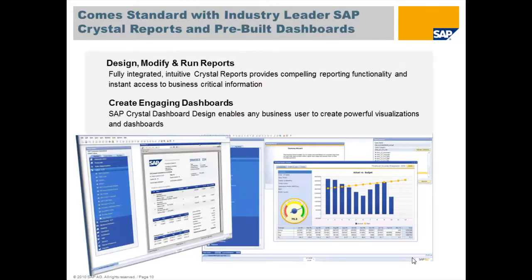So one of the things which differentiates the SAP Business One starter package is the level of interactive information that we provide. So we're giving you that Crystal Reports functionality, which allows you to design, modify, and run reports. But you can also utilize SAP Crystal Dashboard Design, which is an additional purchase, to build additional powerful visualizations and dashboards. Now, with the core product, as I'm going to show you in a minute, we deliver a pre-built set of those dashboards, but you can go and extend that out with the SAP Crystal Dashboard Design tool, or your business partner can do that for you.